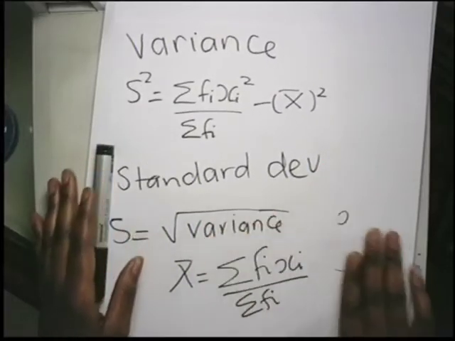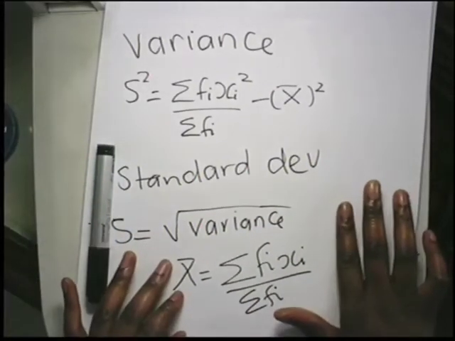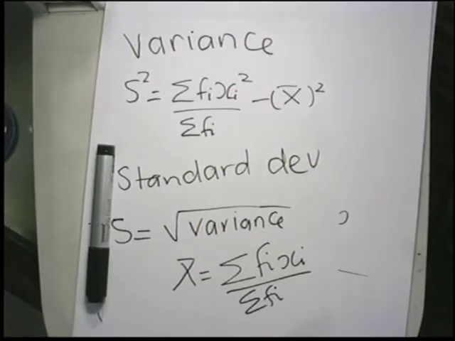Forget about that part, and also this part that is showing here. That is the formula for variance. It is the sum of the frequencies multiplied by the midpoints that are squared, and then you divide it by the sum of the frequencies, and then you minus the mean that is squared.